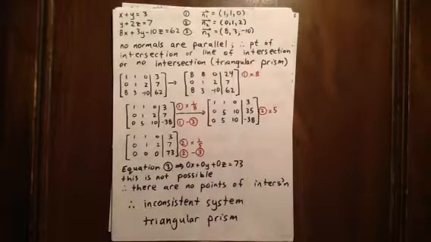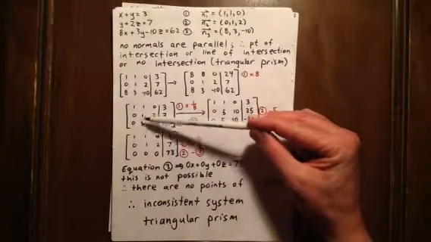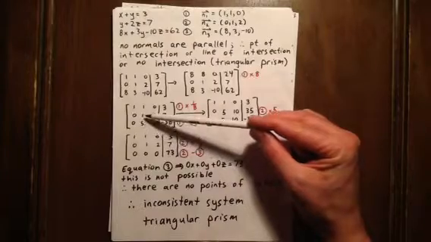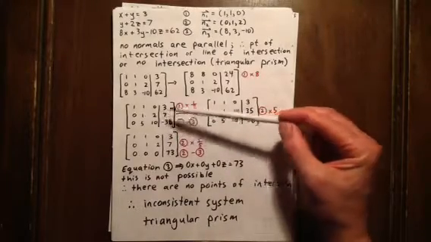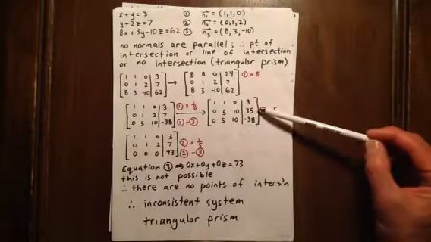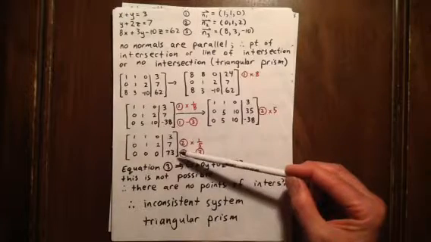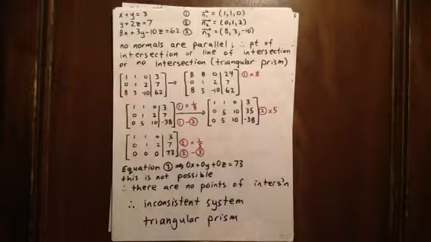So there's our matrix. Now we can try and eliminate this value right here, multiplying the second row by 5. And when we do that, we can then subtract row 2 minus row 3, and we get our last row reading 0x plus 0y plus 0z equals 73.